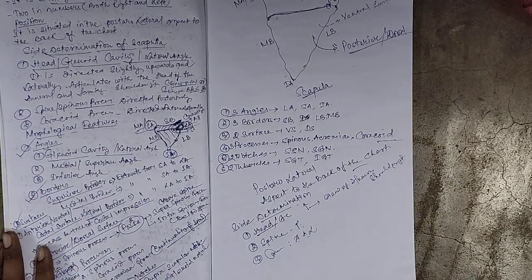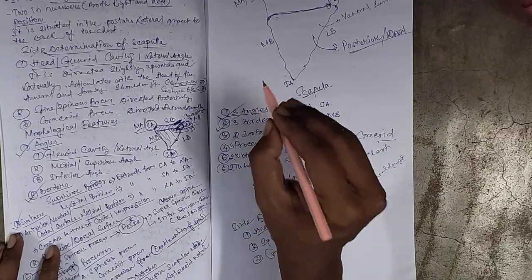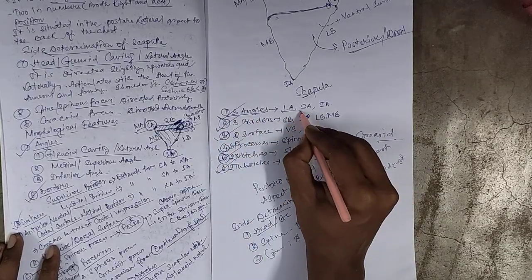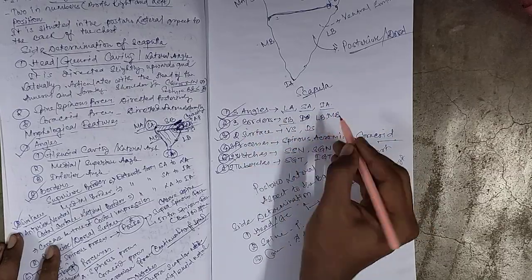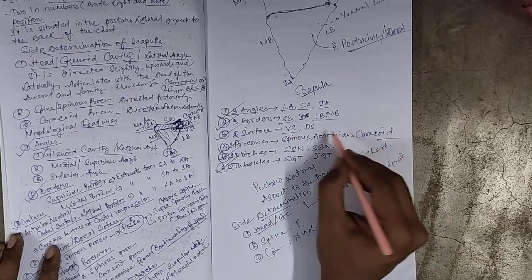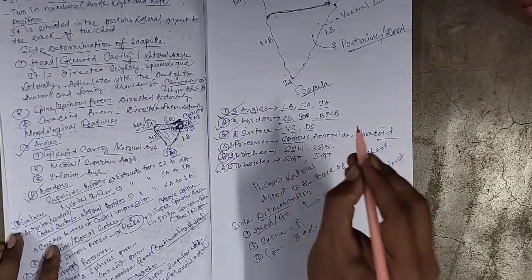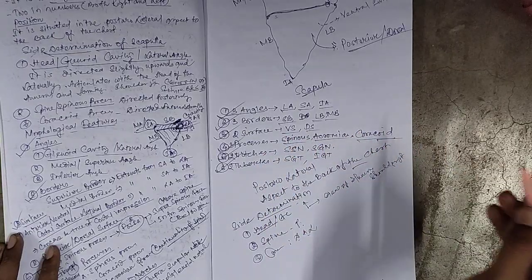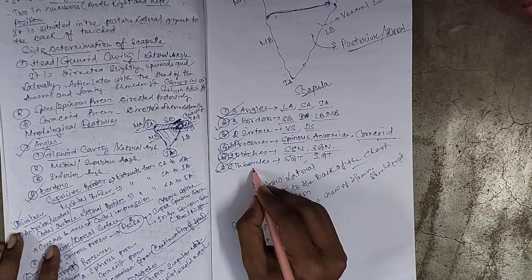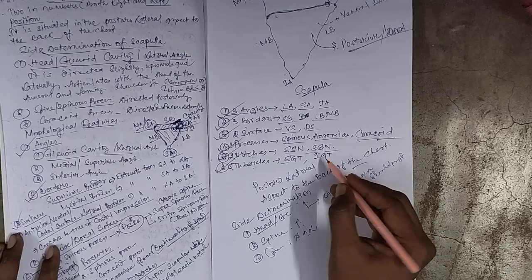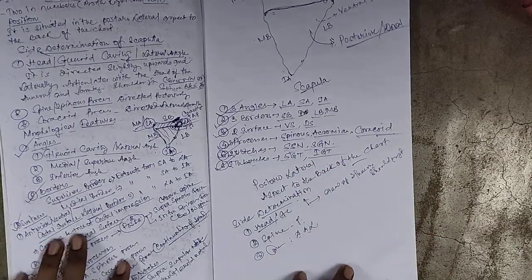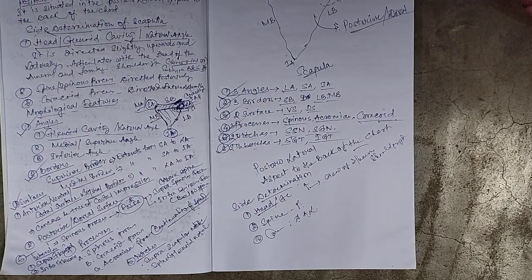Then the morphological features like the angles, borders, surface, process, notch and tubercle. 3 angles: lateral angle, superior angle, inferior angle. 3 borders: superior border, lateral border, medial border. 2 surfaces: ventral surface, dorsal surface. 3 processes: spinous process, acromion process, coracoid process. 2 notches: suprascapular notch and spinoglenoid notch. 2 tubercles: supraglenoid tubercle and infraglenoid tubercle. So these are all the structures that are present in the bone scapula.